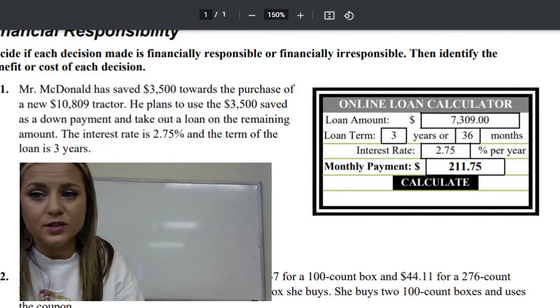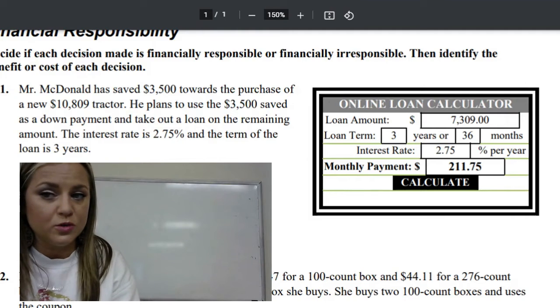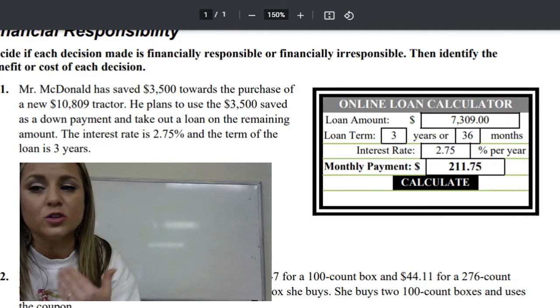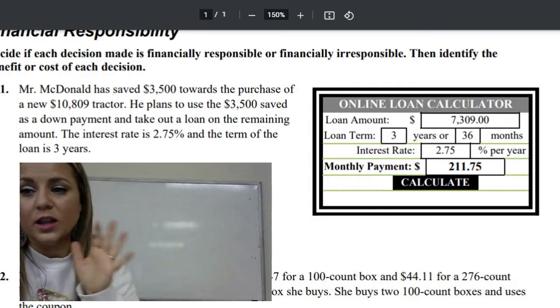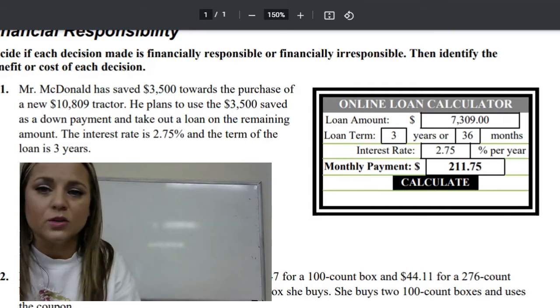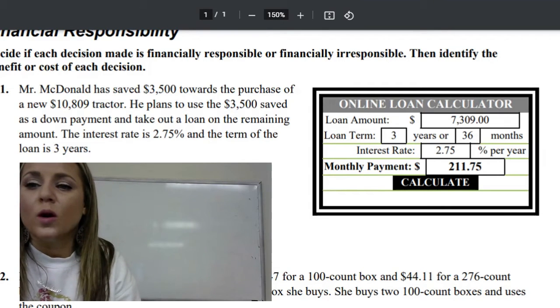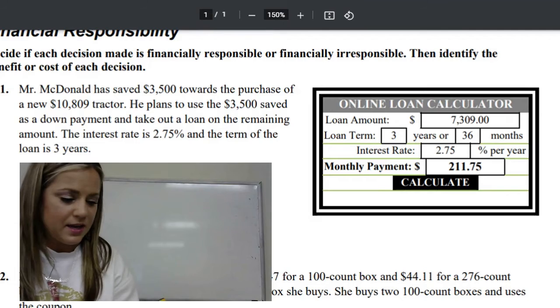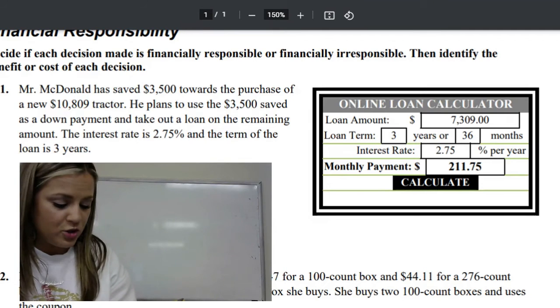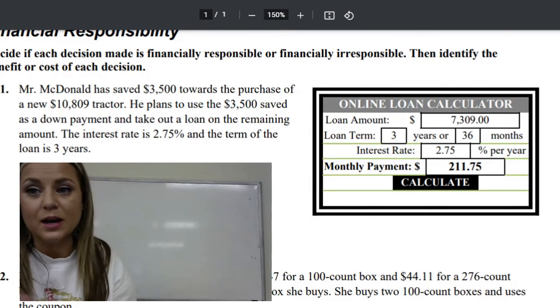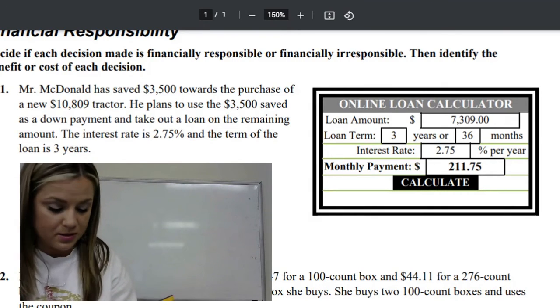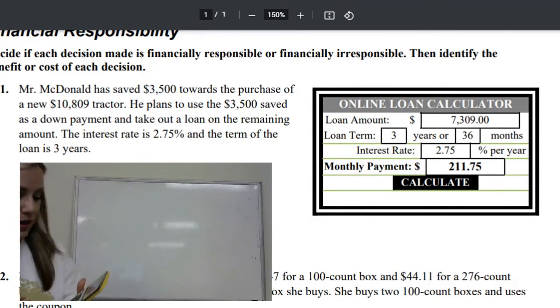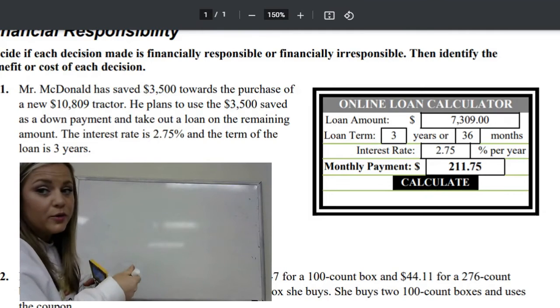3 years or 36 months, interest rate 2.75%. So his monthly payments are going to be $211.75. That part doesn't really matter. Let's see. Actually, it does matter. We're going to use our calculator. So what I want to do is I'm going to take that monthly payment, $211.75, and I'm going to multiply it by 36 because that's how many payments he's going to make. 36 payments, okay?